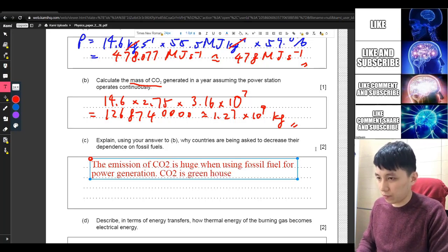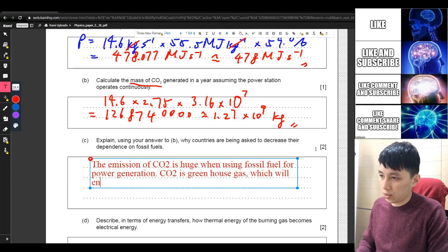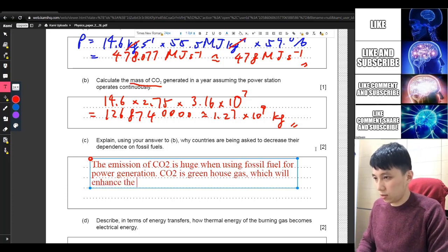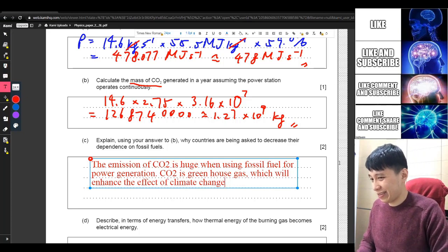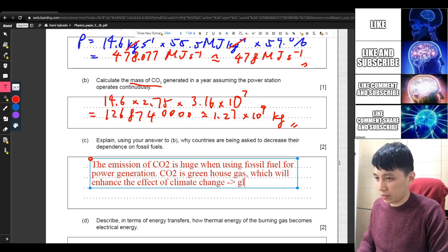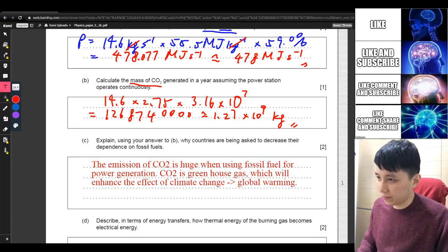a kind of greenhouse gas which will enhance the effect of climate change. And then global warming, I think. I'm not sure if that's good enough.